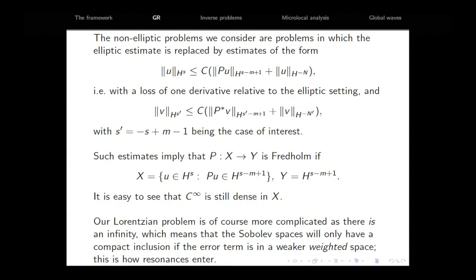All right, so on the other hand, we have some non-elliptic problems, and for these problems, we get estimates which look a little different. There's a loss of derivatives right here, so it's not s minus m, but s minus m plus 1. You need one more derivative than before, and similarly in the adjoint estimate. But this is still enough to imply that P is Fredholm, except that you have to slightly jazz up your domain, so you have to add an extra condition.